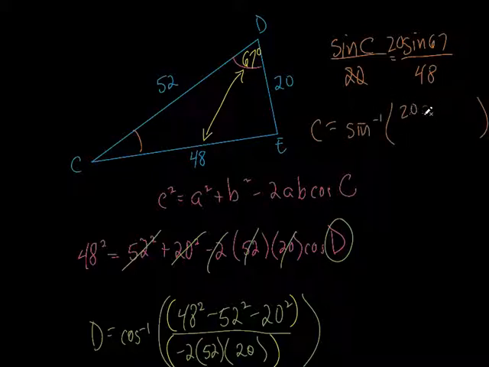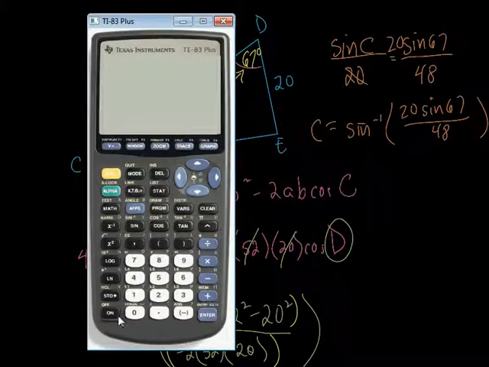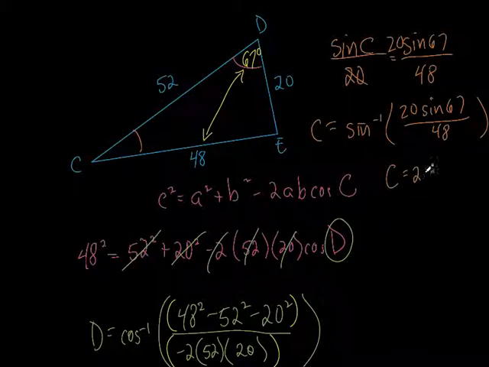Okay, I'll just rewrite it. Put it all nice and neat. And let's plug it into a calculator and see what we get. Hopefully we get what they get. 20 sine of 67 divided by 48 equals, second function sine of the answer. So 22.5, and we'll round it to 23. So this is 23.